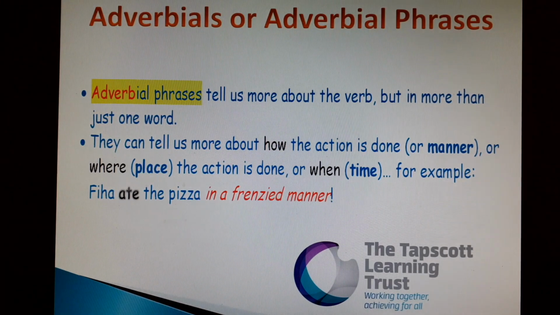Next, adverbials or adverbial phrases. Adverbial phrases tell us more about the verb, but in more than just one word. They can tell us more about how the action is done, which is the manner, or where, in other words the place where the action is done, or when, like what time of the day. For example, Thea ate the pizza in a frenzied manner. If you look carefully there, there's a group of words, a phrase. So it's no longer just one word with ly at the end, but it's therefore an adverbial or adverbial phrase.